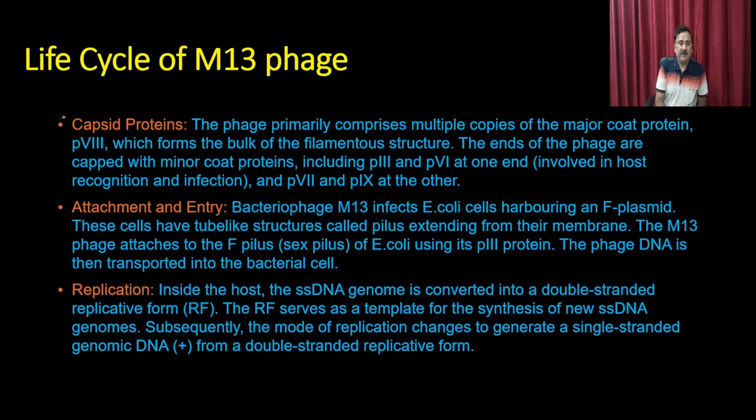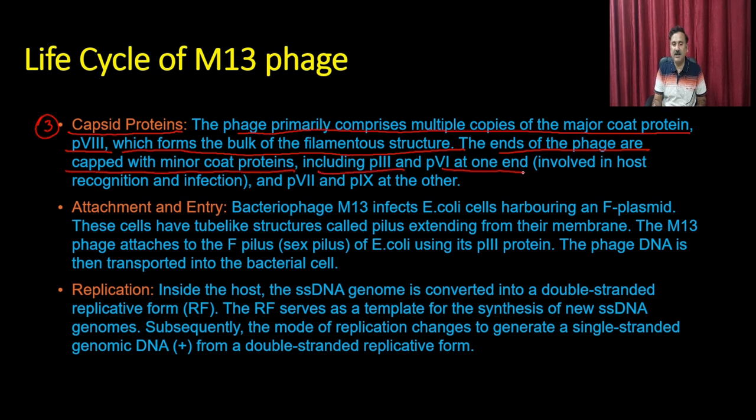Then we also have the capsid. So, number 3, you are going to have the capsid proteins. The phage primarily comprises multiple copies of the major coat protein, which is P8, which forms the bulk of the filamentous structure. The ends of the phage are capped with the minor coat proteins, including P3 and P6 at one end and P7 and P9 at the other.